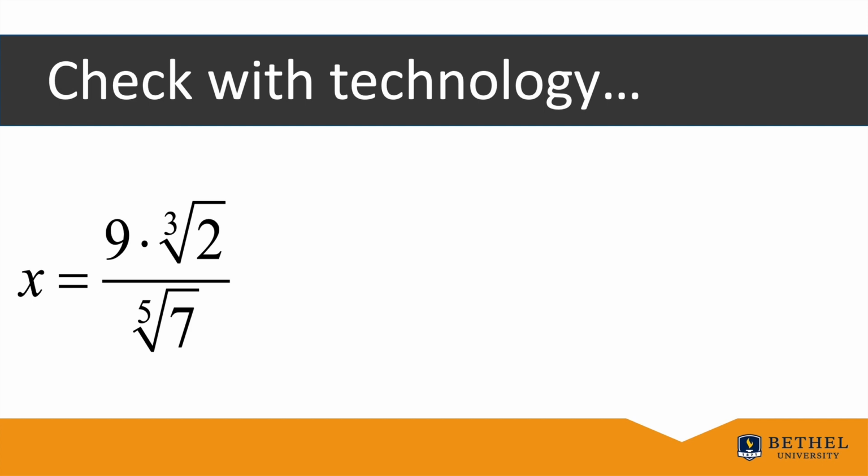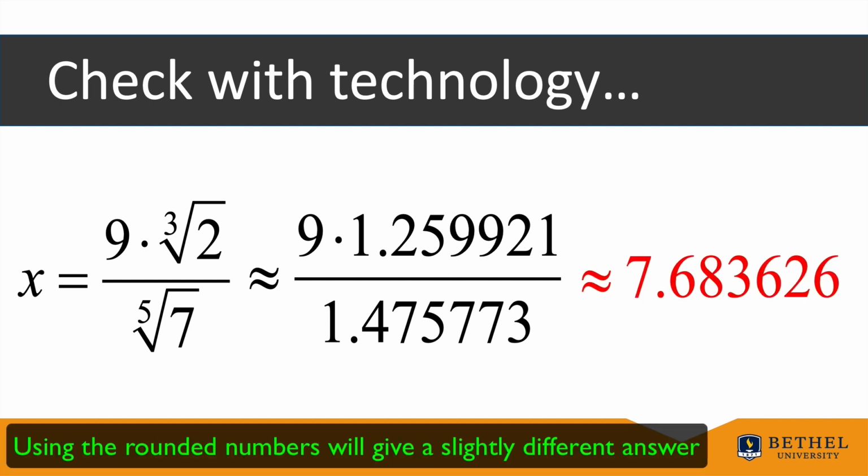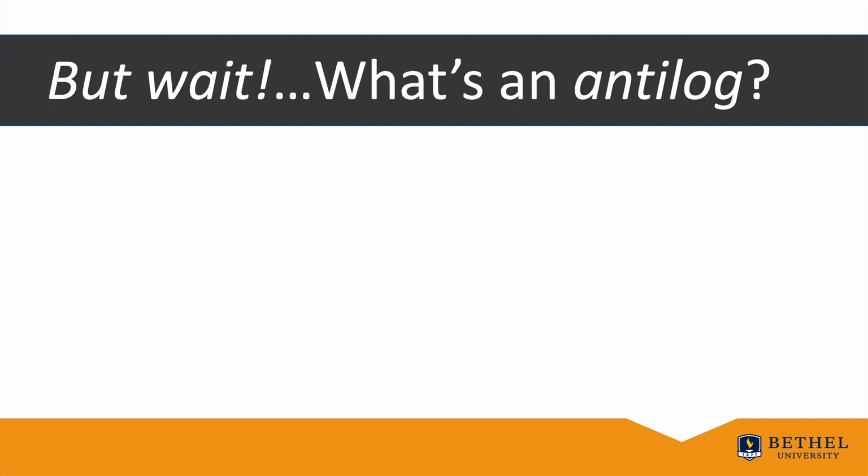Recall that our original number x is 9 times the cube root of 2, all divided by the 5th root of 7. The cube root of 2 is the same as 2 to the 1/3 power, which is about 1.259921, and the 5th root of 7 is the same as 7 to the 1/5 power, which is about 1.475773. Use your calculator again to get the same final answer, 7.683626. But wait a minute, you say.